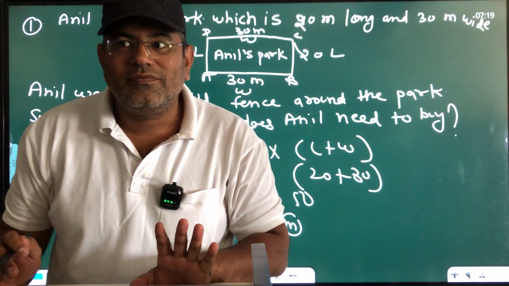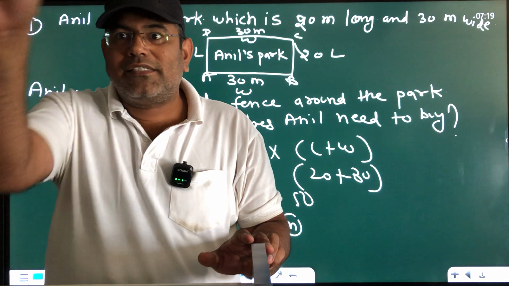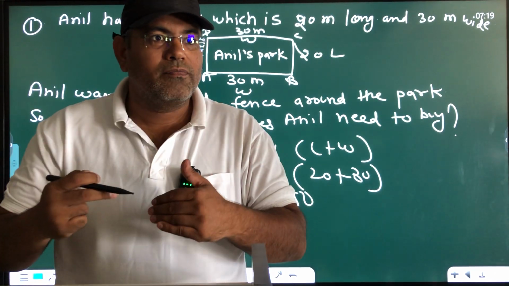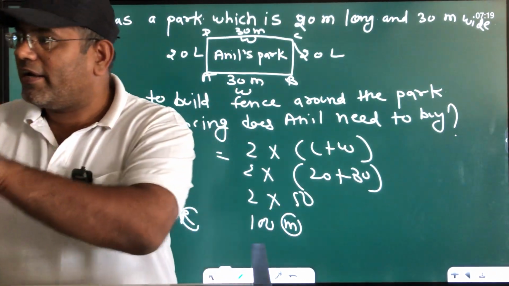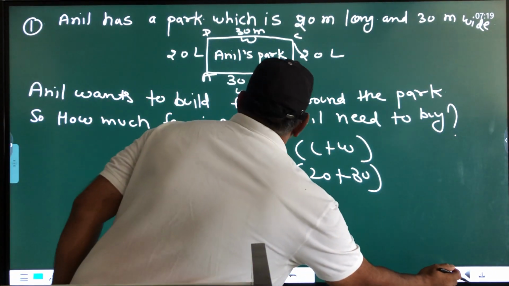Is that clear? Yes. Total outer boundaries measurement. That's why we learn perimeter of the rectangles. Am I clear? Yes. Okay. Now I explain another example according to areas.